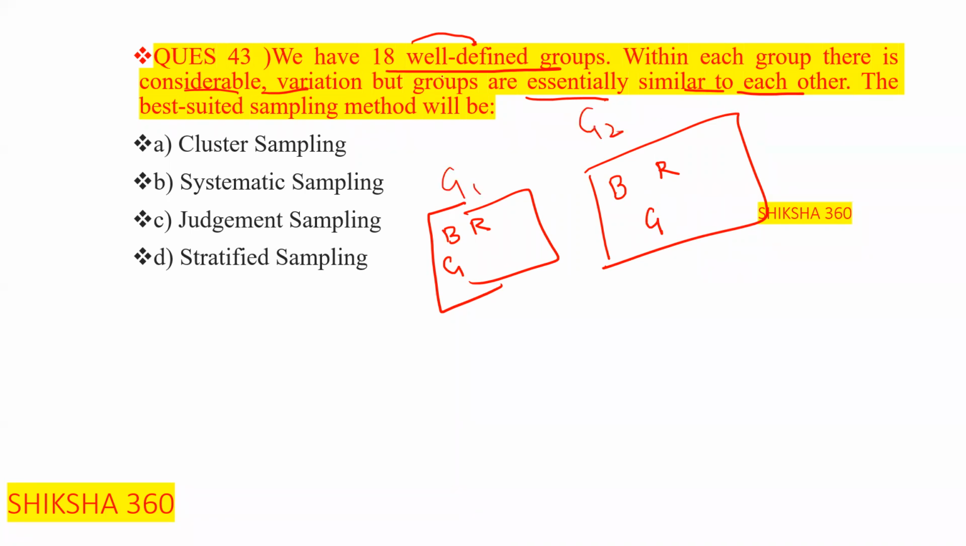Similarly, we have total 18 well-defined groups. Within each group there is a considerable variation. This one is blue, this one is red, this one is green. Similarly in group 2 some are blue. Two persons have blue color dress, 3 persons have green color dress.